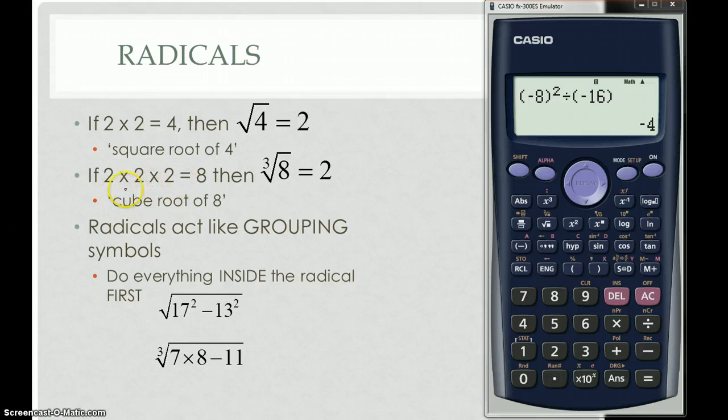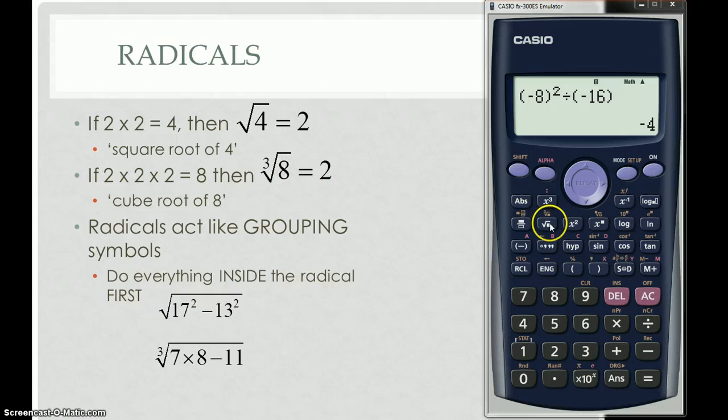Similarly, if I know 2 to the third power is 8, 2 times 2 times 2 is 8, then if I want to undo that, I say what times itself times itself is 8, and the answer is 2. I take the cube root of 8. Cube root of 8 is 2.